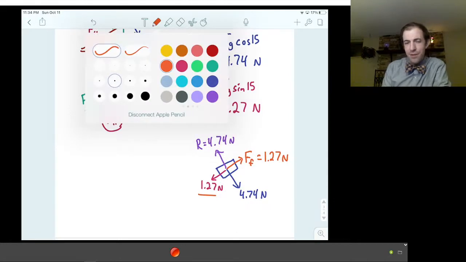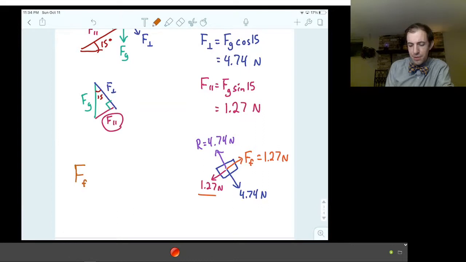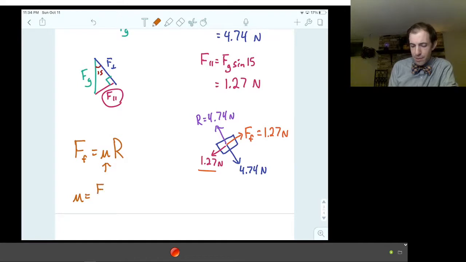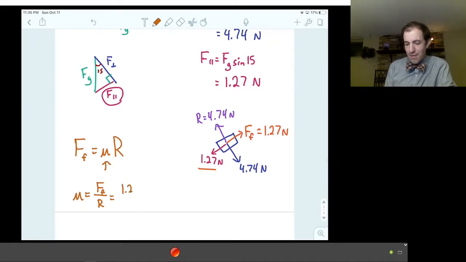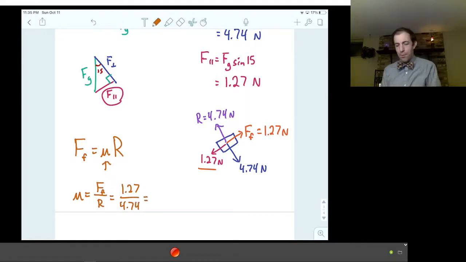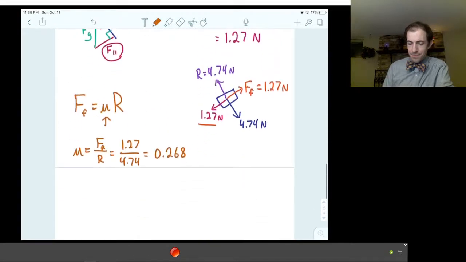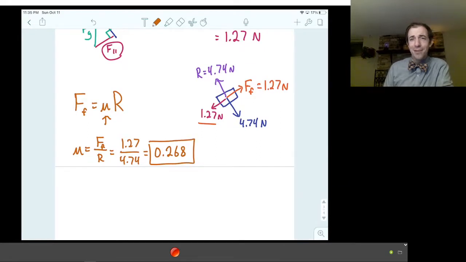This problem is asking for us to find the coefficient of static friction. If we are talking about a coefficient of friction, we know we need to use this equation. Ff is equal to mu times R. This is our equation that uses coefficient of friction to relate some force values. So if I rearrange that and solve for mu, Ff divided by R, it's going to give me 1.27 divided by 4.74, which will give me a value of 0.268. That is a unitless number as our coefficient of friction.